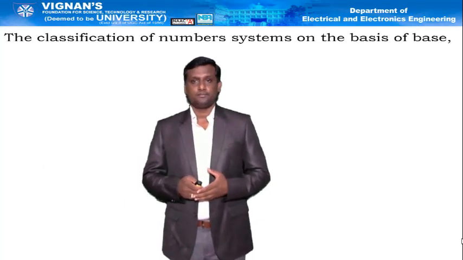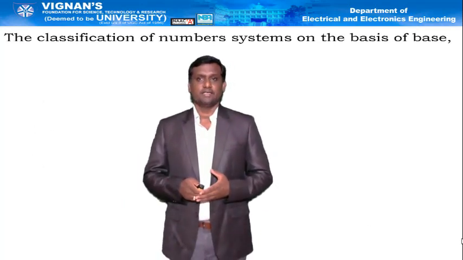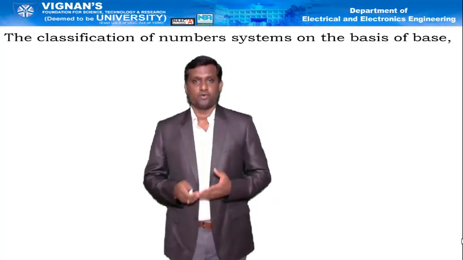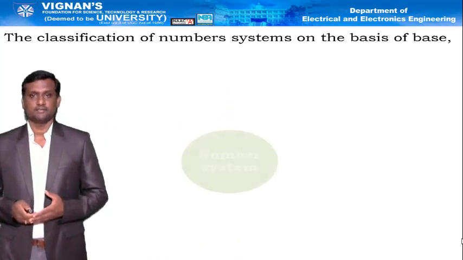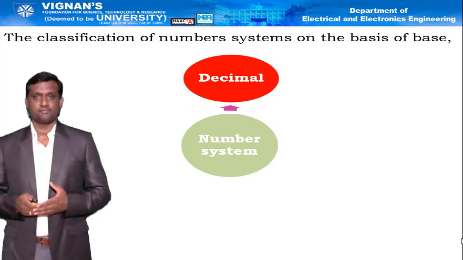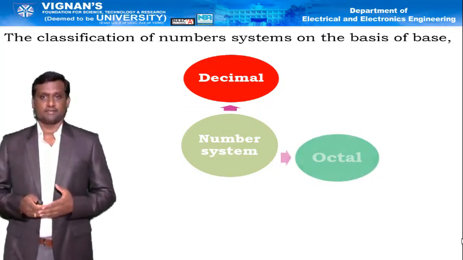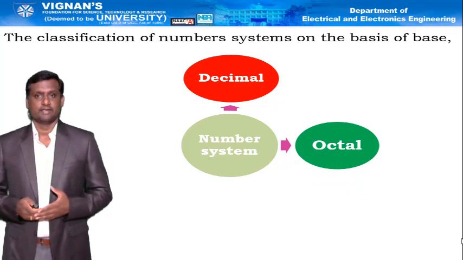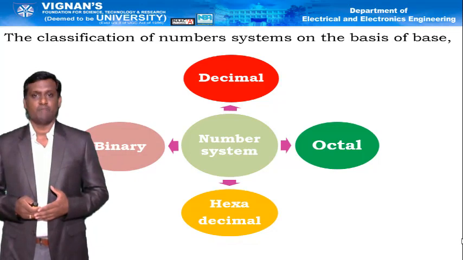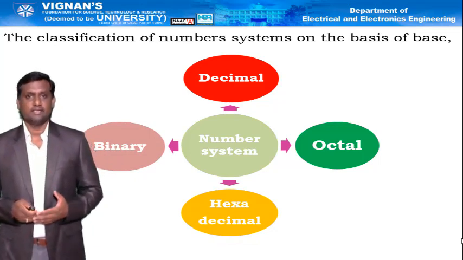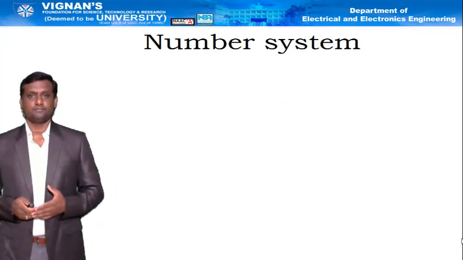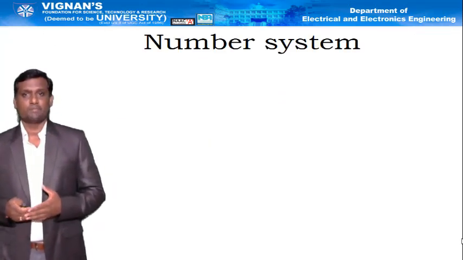So now the classification of the number systems. Number systems based on the base are classified into 4 types. The first one is the decimal number system. Next one is the octal number system. Next one is the hexadecimal number system, and the fourth one is the binary number system. Like that, number systems are classified into 4 types. Now we will see the number systems one by one.